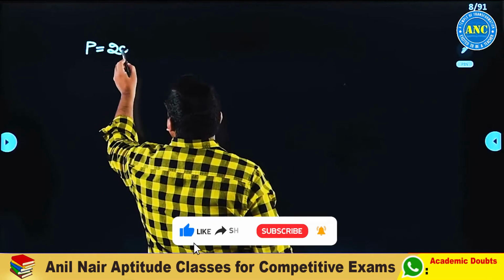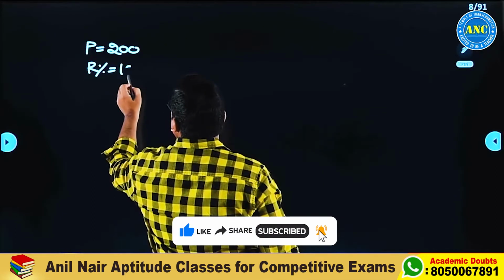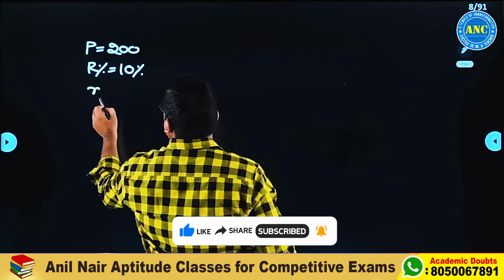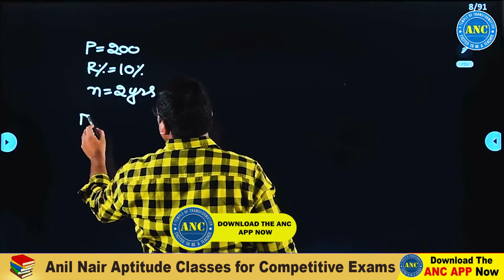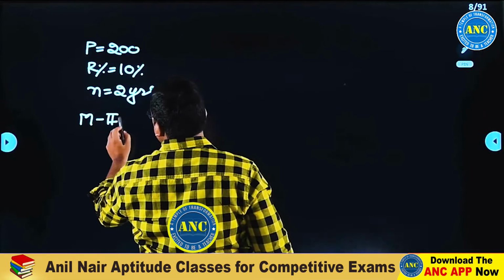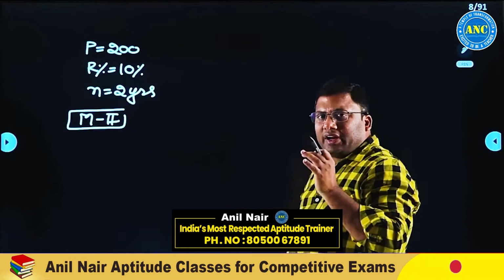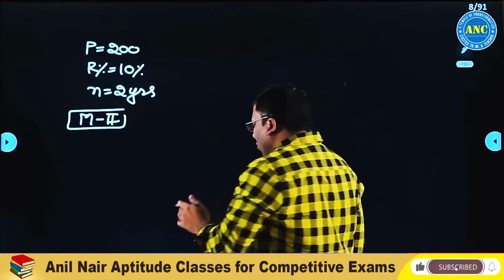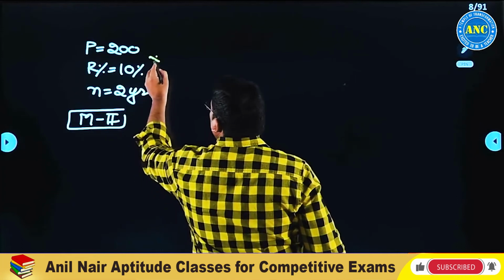P is 200, R is 10%, N is 2 years. First few problems, understand which method is used when. Method 2. Whenever we are solving questions using method 2, focus on rate of interest.